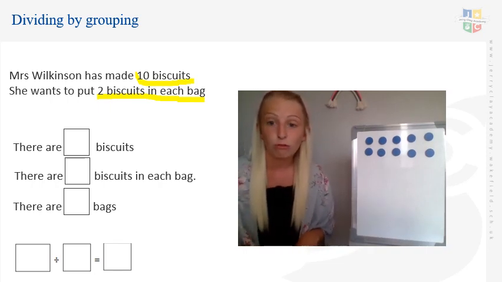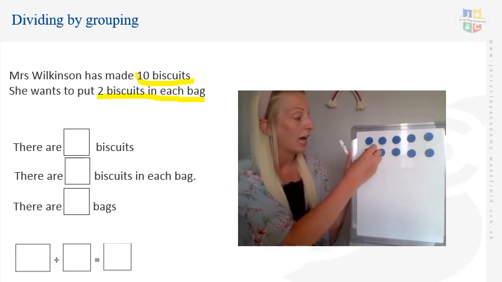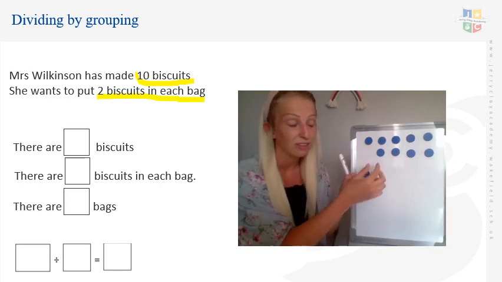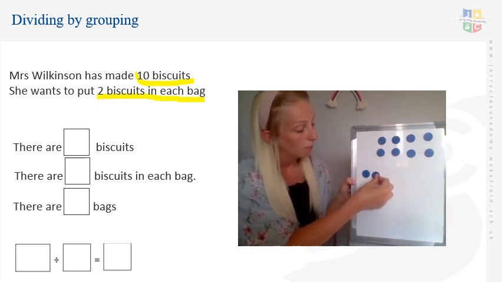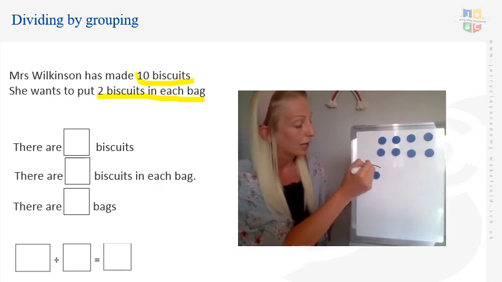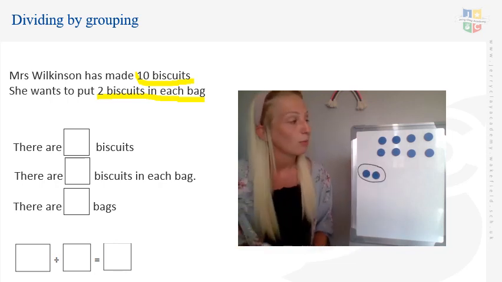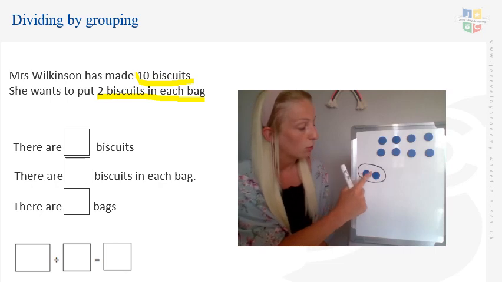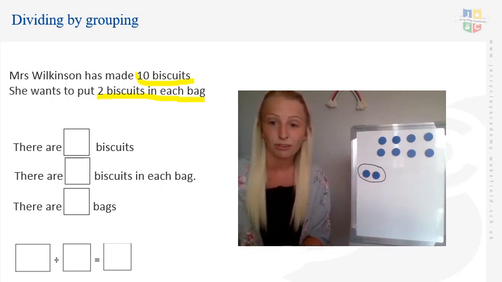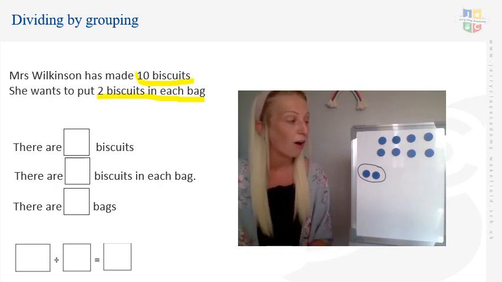So we need to put them into groups of 2. That's right. We need to put them into groups of 2 because there are 2 biscuits in each bag. So I'm going to collect 2 counters or 2 biscuits and put them into a bag, into a group of 2. Okay, so we had 10 biscuits, but we need to put 2 biscuits in each bag, so they're in a group of 2. So I'm sharing them into groups of 2.